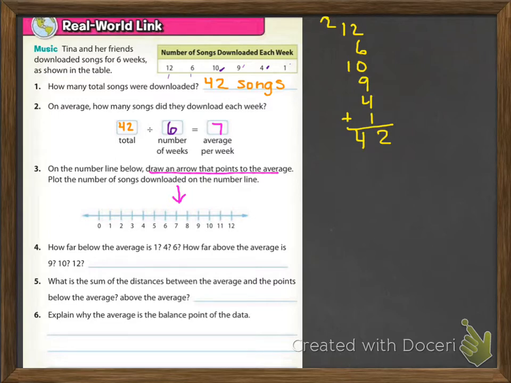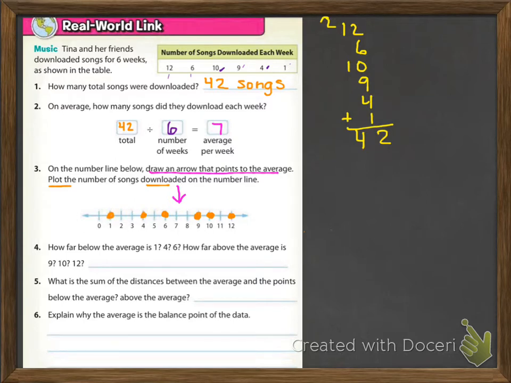So I'm going to switch back to orange and I'm going to plot the number of songs. So what that means is we come back over here to our data and we see we had 12 songs. So we're going to make a little dot, little dot here. We had 6 songs, 10 songs, 9, 4, and 1.